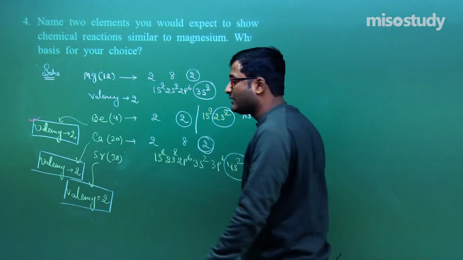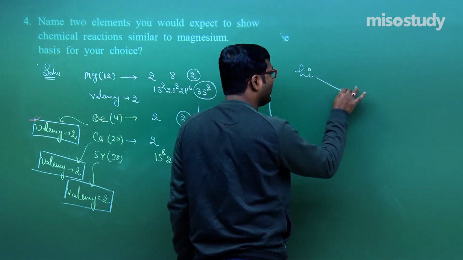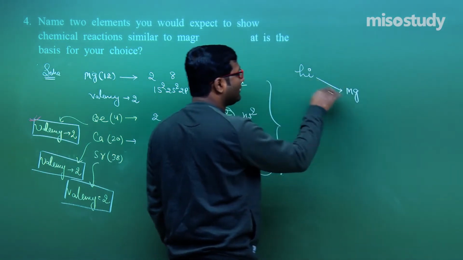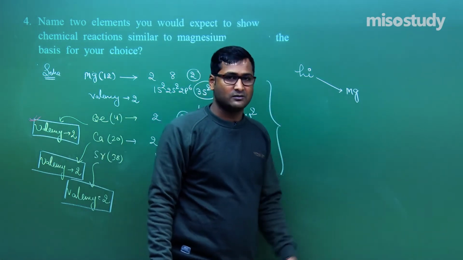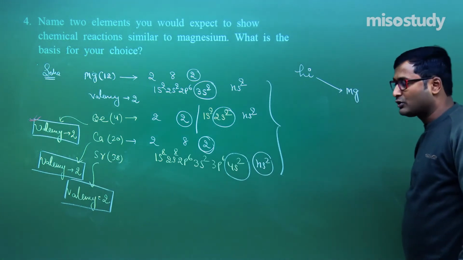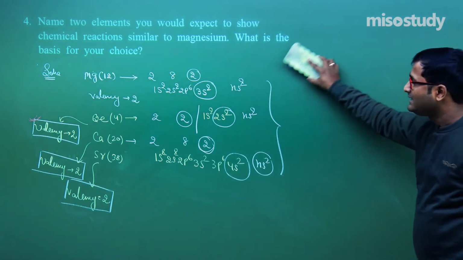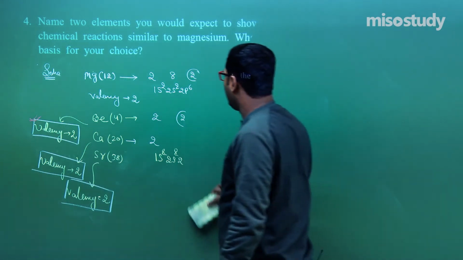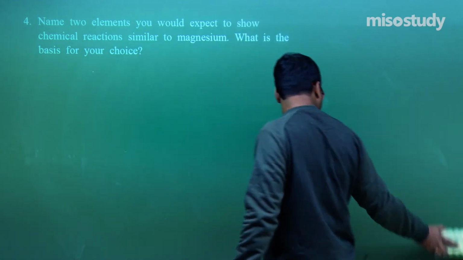And one more thing, magnesium also resembles lithium, because lithium is diagonally related to magnesium, but this is the exception, though there is a possibility also. Clear to you? But here the basis is not valency and outermost electronic configuration. This is the anomalous behavior. Am I right? Yes, sir. Now let's move to the next question. What is the next question?